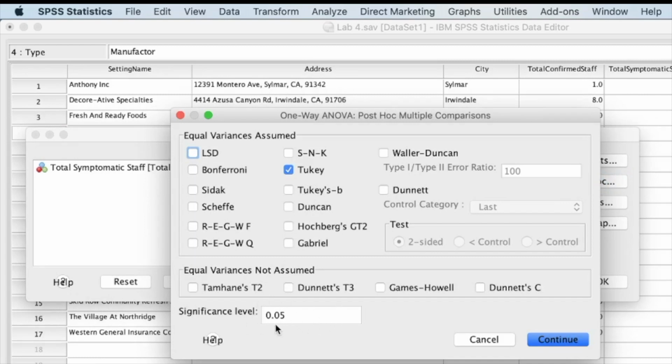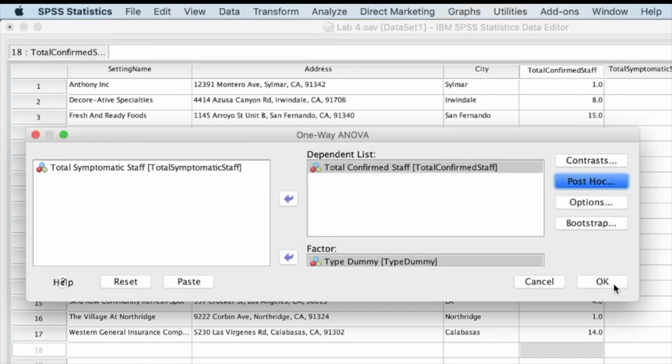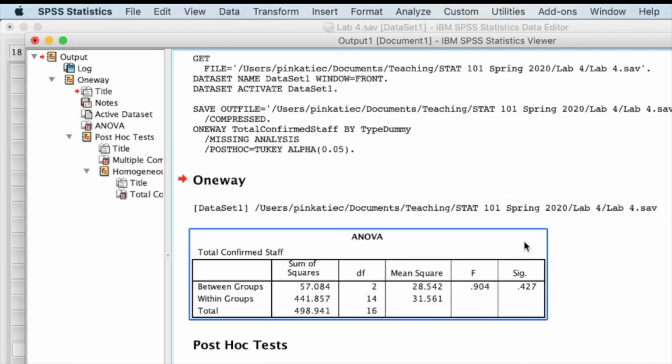And I'm going to just set my significance level. I'm just going to keep it the same at 0.05. Okay, so now I'm going to press OK. My data should show up. Okay, sorry. I'm very impatient.